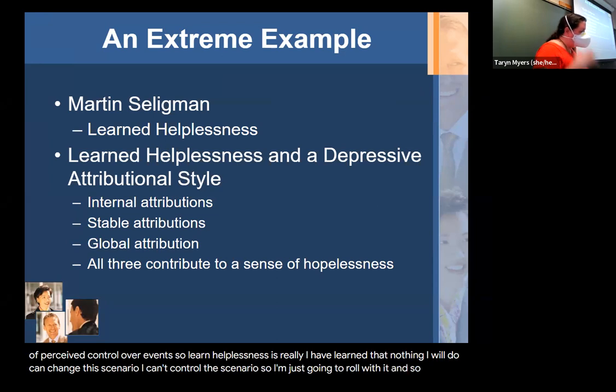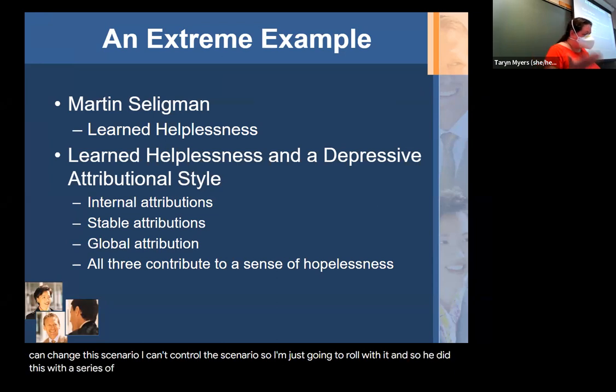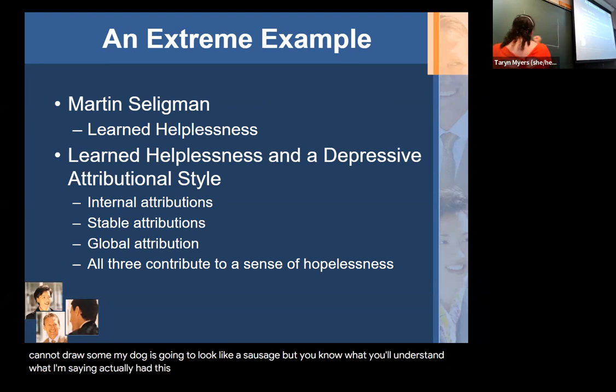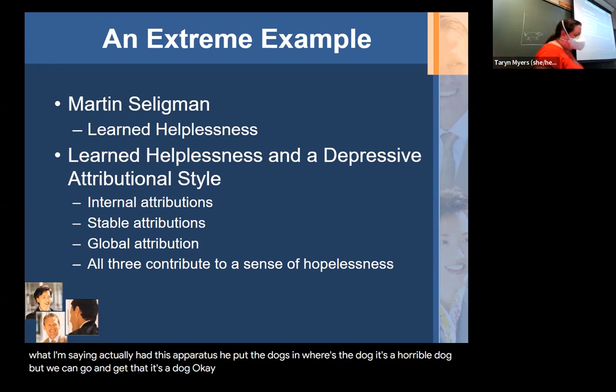And so he did this with a series of studies of dogs. Apologies in advance. Those of you who've had me before know I cannot draw. So my dog is going to look like a sausage, but you know what? You'll understand what I'm saying. All right, so he had this apparatus he put the dogs in. Here's the dog. It's a horrible dog, but we can all get that it's a dog. It's a happy dog. Okay.